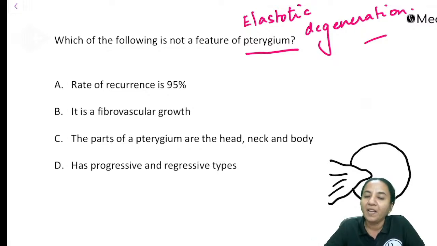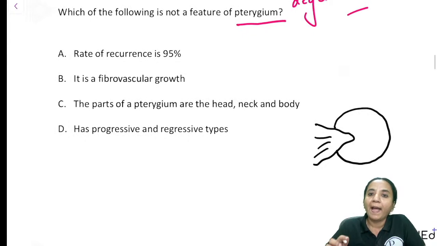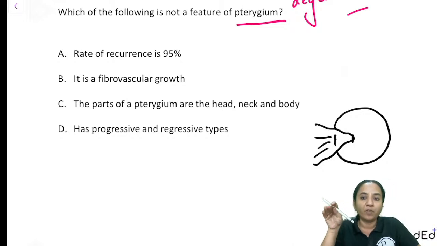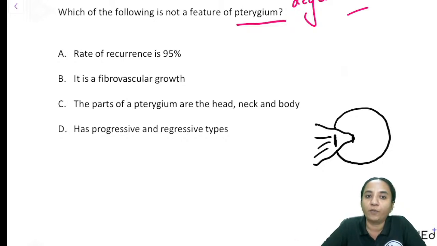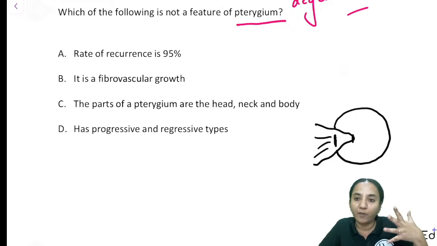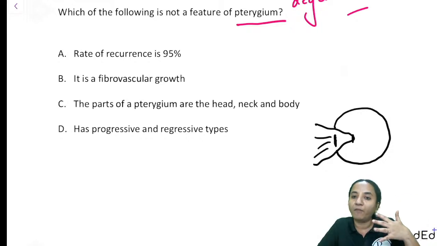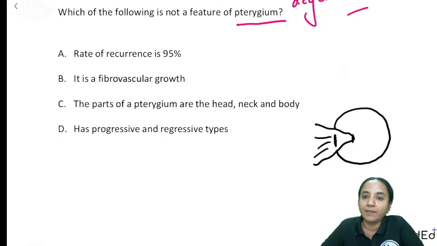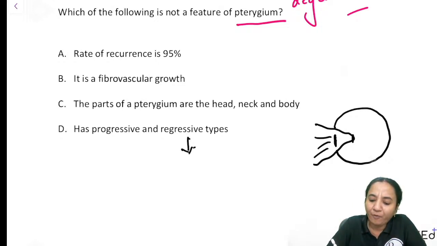It's a fibrovascular tissue and it has three parts. This is the head, this part is the neck, and the rest of it is your body. The portion that is on top of the cornea is your head. This is the neck of the pterygium, and then we have the body of the pterygium. It has progressive and regressive types. Progressive means it is very flushed with blood vessels. It tends to grow on, it tends to progress. Regressive means that there are not many blood vessels. It is kind of atrophic. So regressive or atrophic pterygium. These are the types of pterygium.